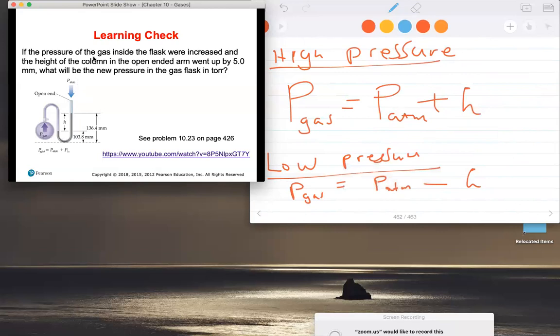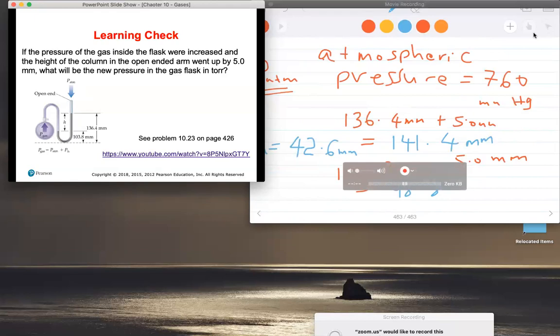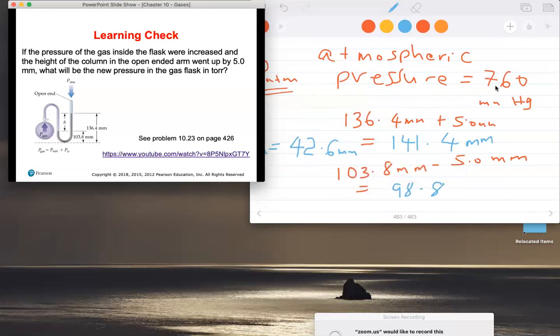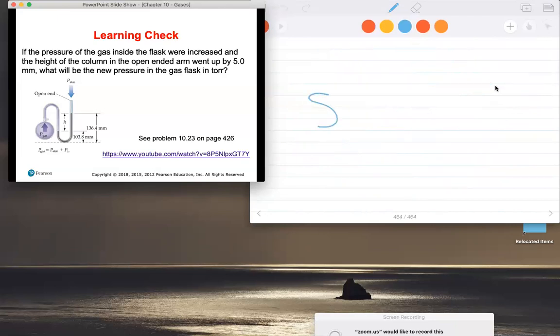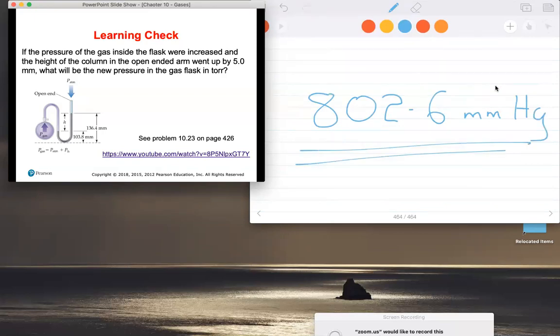For this problem, like I said, it was given as 760. So we will add 42.6 to 760 millimeter mercury, which was atmospheric pressure. All right, 42.6 plus 760 millimeter mercury, and this is 802.6 millimeter mercury. This is the pressure of the gas inside the manometer.